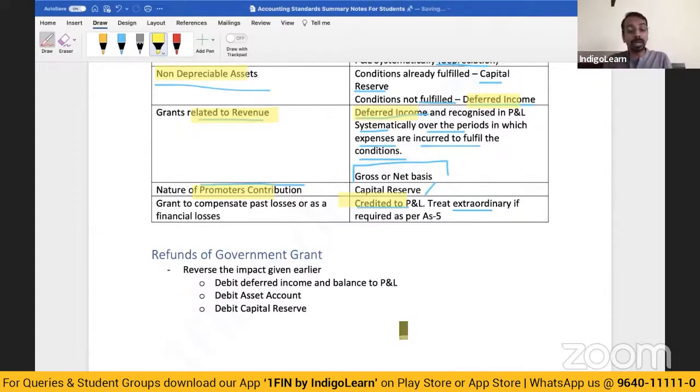Now, what to do when the government takes back the grant? Simple. What did you do when the government gave you grant? I reduced from the cost of asset. Okay, add it back to the cost of asset. No, I credited it to deferred income account. Debit it to deferred income account. No, I had credited to capital reserve. Debit it to capital reserve. Sir, but there is no balance left in deferred income account. Debit to P&L. Simple, right? Whatever was the treatment given earlier, you have to reverse that.